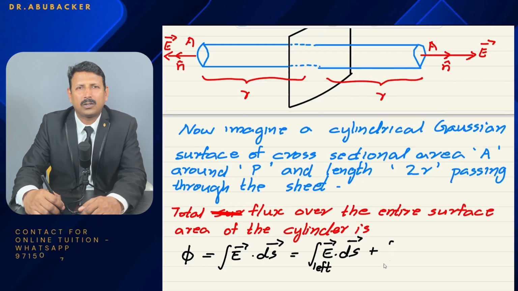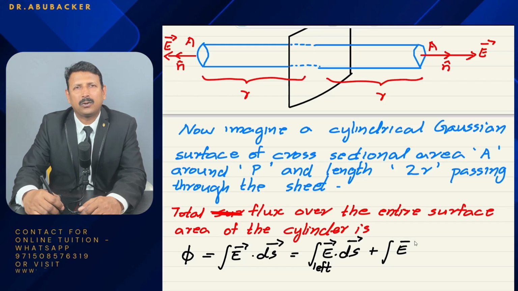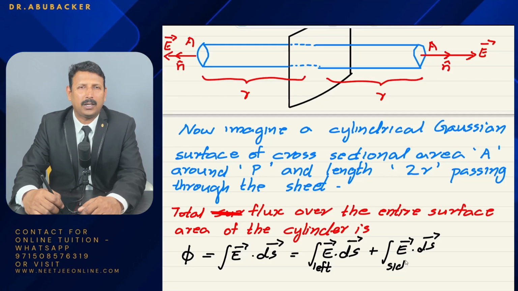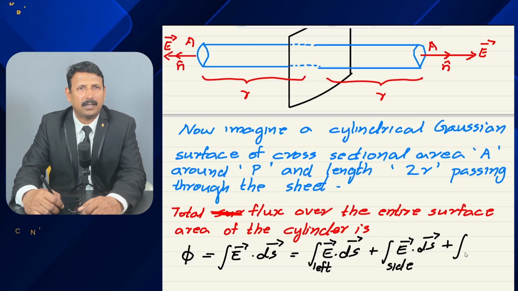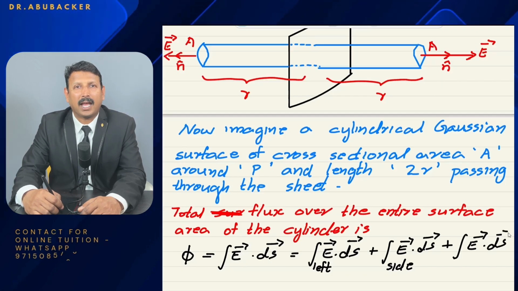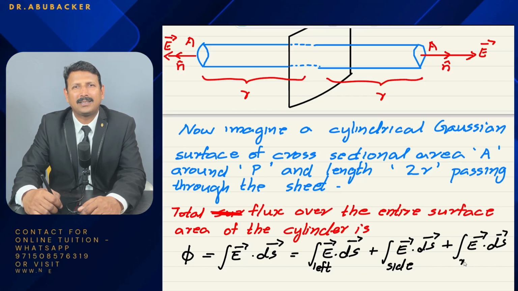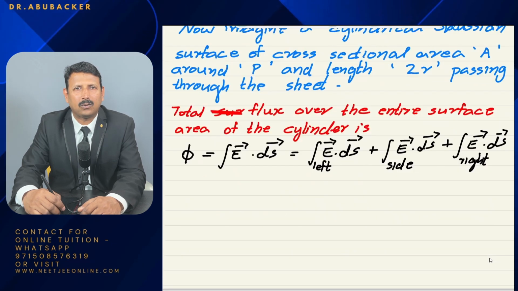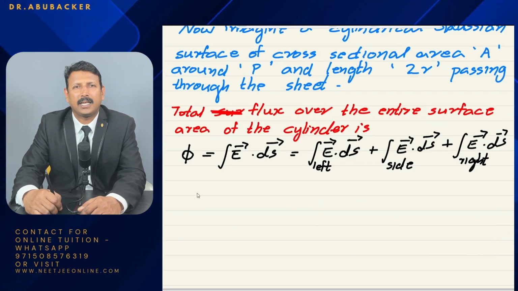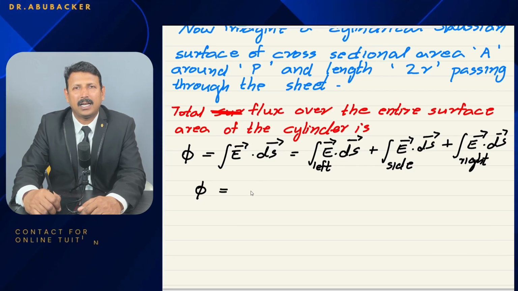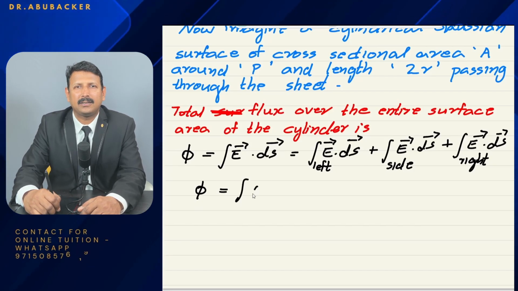When you consider the total flux, you can look into the diagram and understand there are three places where flux has to be calculated. One is the left side, through that cross-sectional area flux going out. The other one is the side of the cylinder. The third one is the right side cross-sectional area of the cylinder. That's why I wrote here flux is equal to integral E dot ds left, plus integral E dot ds side, plus integral E dot ds right side.